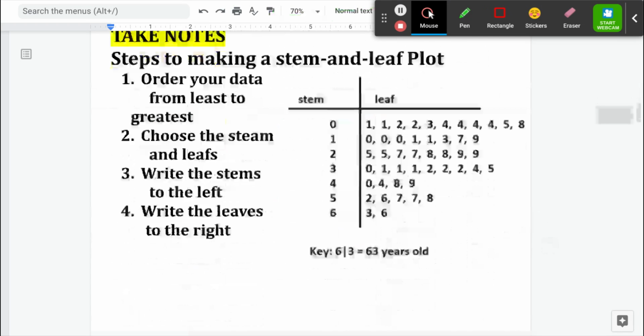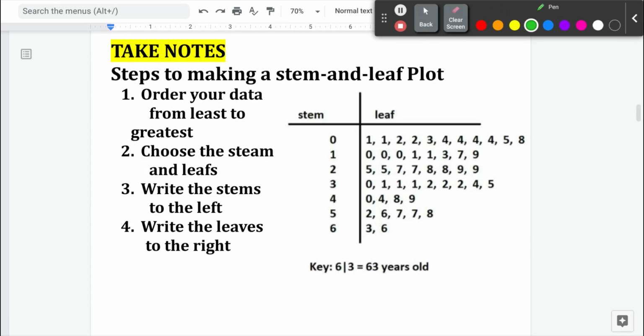So it does say take notes here about how to make a stem and leaf plot. Again, we're making a stem and leaf plot. First, and we kind of are seeing a pattern here, it says order your data from least to greatest. And we noticed that we needed to do that for our other data as well. So it's a really good habit to get into. Every time you have a set of data, order it from least to greatest.